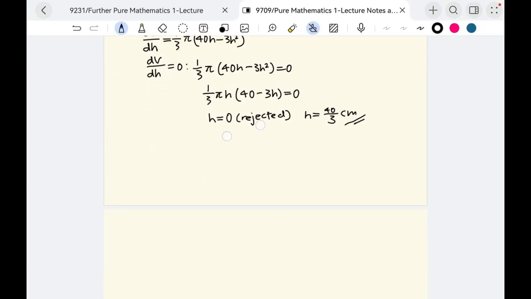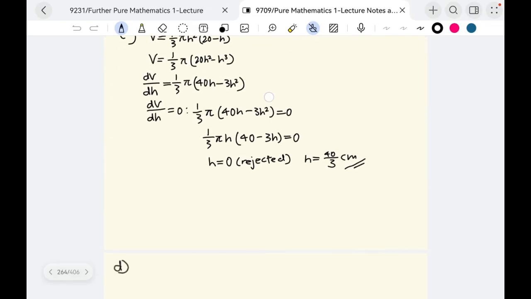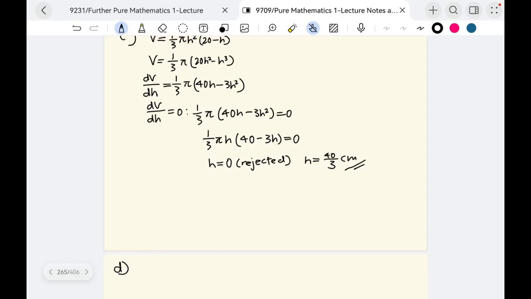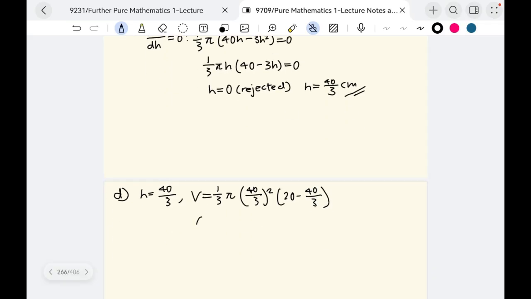Okay, D. Determine the magnitude and the nature of the stationary point. So the magnitude means what? The value of V. Substitute H equals 40 over 3 into the equation, which gives 1/3 pi multiplied by (40 over 3) squared times (20 minus 40 over 3). So to be safe, leave it in decimal.